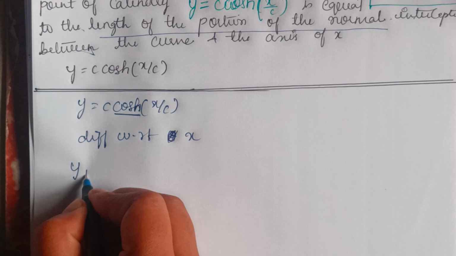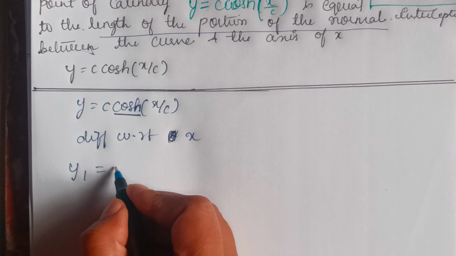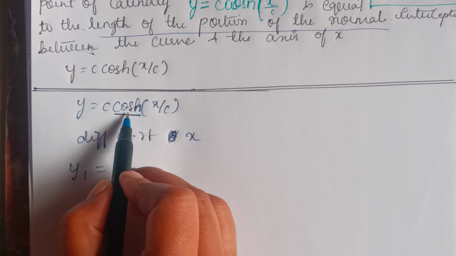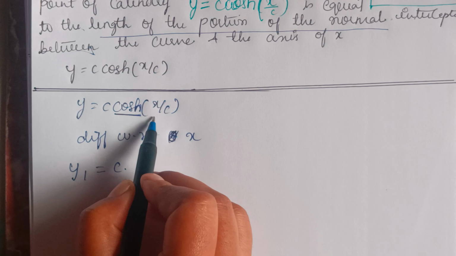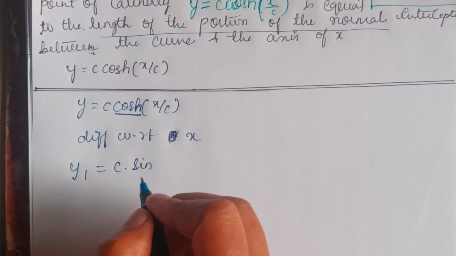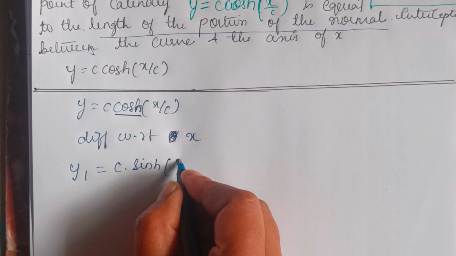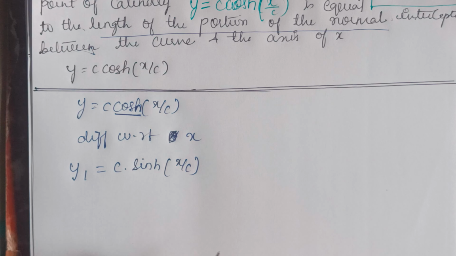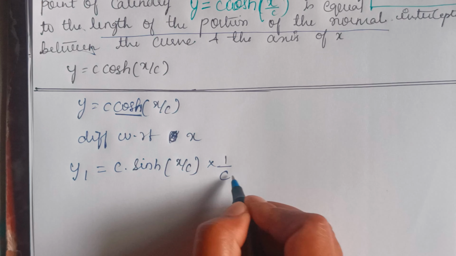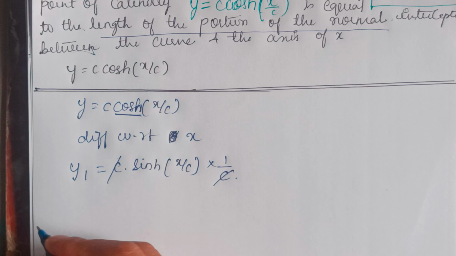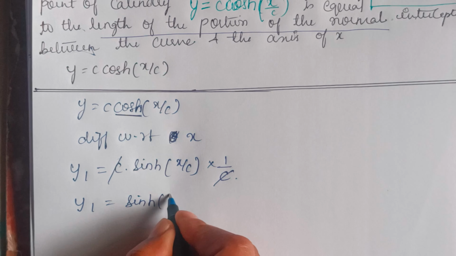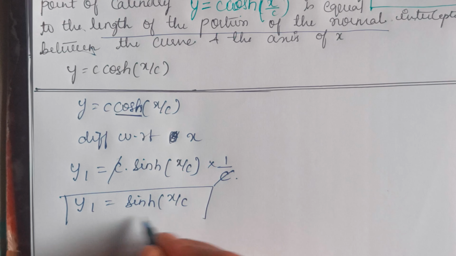Here y1 equals, this will become c into cos h. In hyperbolic, differentiation of cos hyperbolic is sine hyperbolic. It's not a negative sign, it's a positive sign. And x by c is the angle, correct? And differentiation of x by c is 1 by c. So this c and c will get cancelled. So y1 is nothing but sine hyperbolic of x by c. Done.